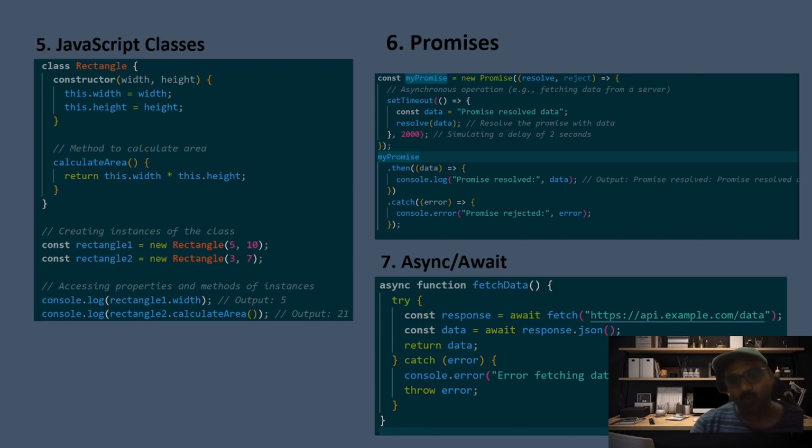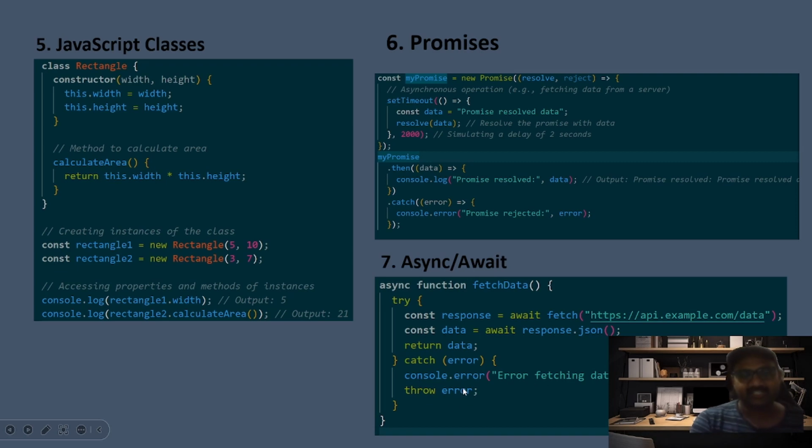Why is async and await required? It is another feature. Async and await is better to write than promises. So if you just call fetch data, this is how I called it here, guys: async function fetchData, then try, and then I put response equal to await fetch, and constant data is await response.json, and return data. If there are errors, I catch the error, log it to the console, and throw the error.